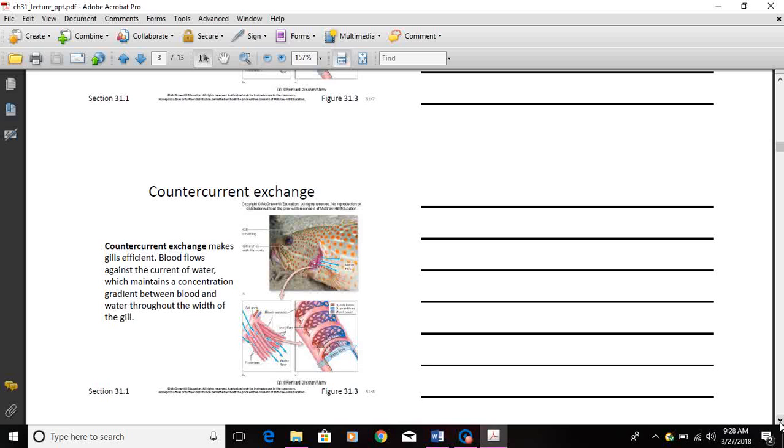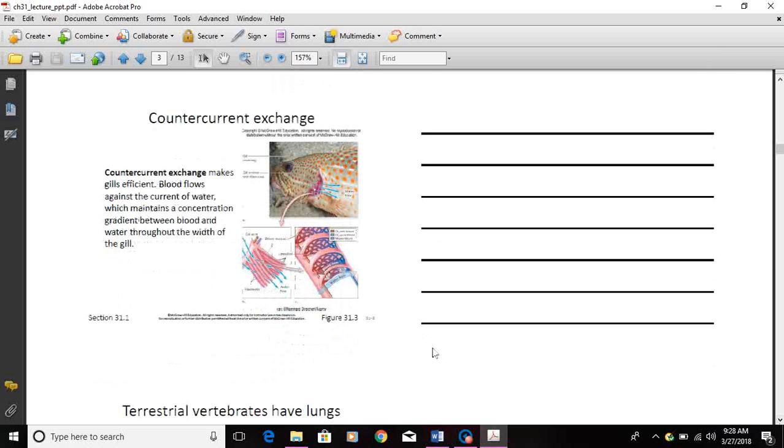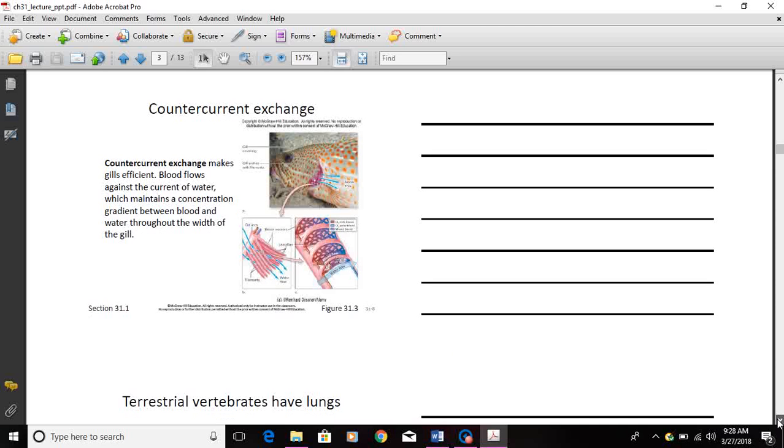And then fishes like sharks and things like that use something called a countercurrent exchange, which makes the gills more efficient. So blood is going to flow against the current of the water, so that way you can maintain a concentration gradient between the blood and the water throughout the width of the gill. And so all that means is that we're going to flow water through there against the current of the blood, so that way you're getting more exposure there. That's what that countercurrent means.